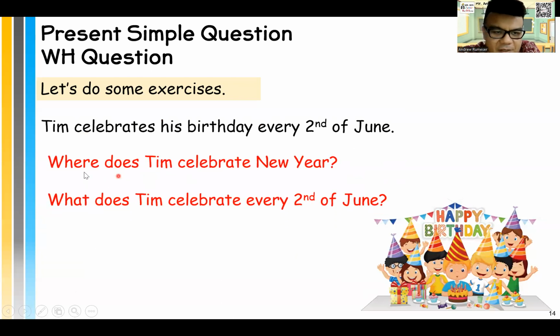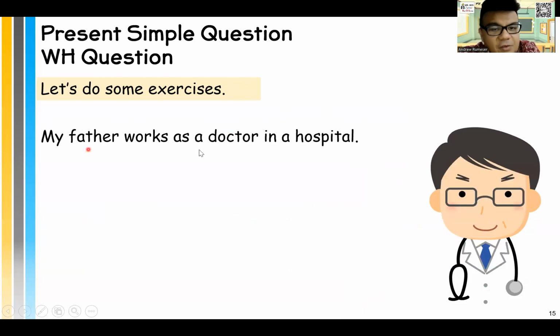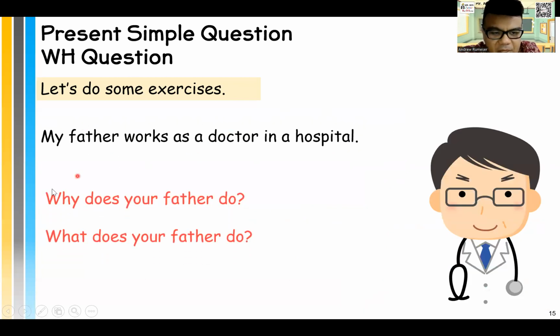Tim celebrates his birthday every 2nd of June. Which one is correct? Where does Tim celebrate New Year? Or what does Tim celebrate every 2nd of June? Which one is it? This one. What does Tim celebrate every 2nd of June? He celebrates his birthday.